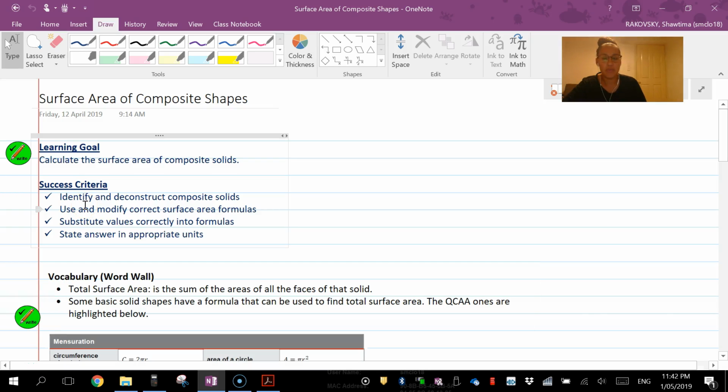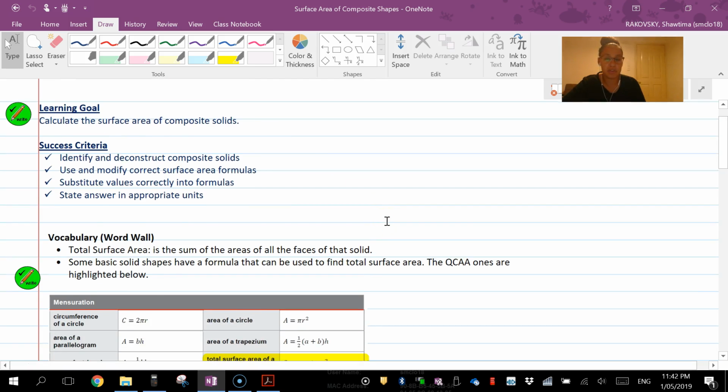Hi everyone, in this video we're looking at surface area of composite shapes. So we're going to calculate the surface area of composite solids. In order to be successful, you need to be able to identify and deconstruct the composite shape and modify your formulas to find those areas. Again, you're still substituting and stating the answer in appropriate units.